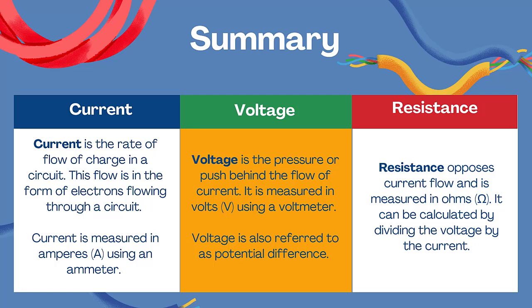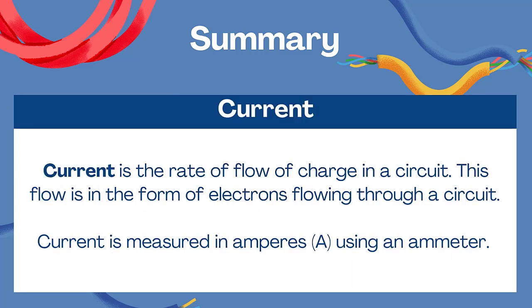In this video, so we will have a look into the summary, current, voltage and resistance. Current. Current is the rate of flow of charge in a circuit. This flow is the form of electrons flowing through a circuit. Current is measured in amps, symbol of A. To measure the current, we use an ammeter.